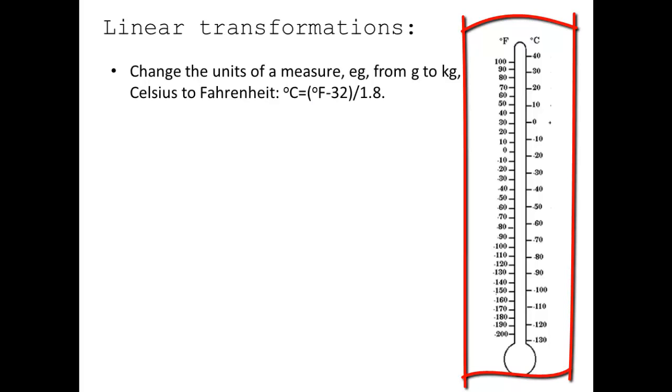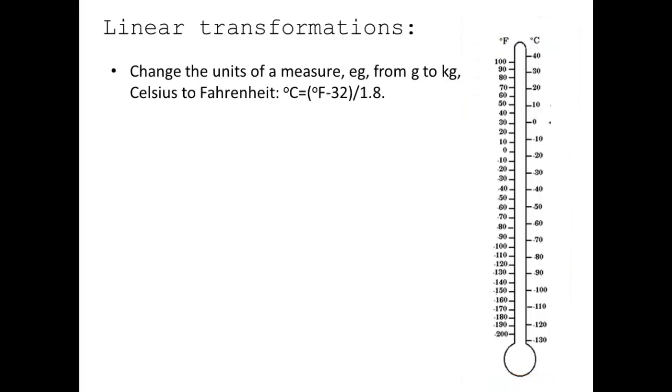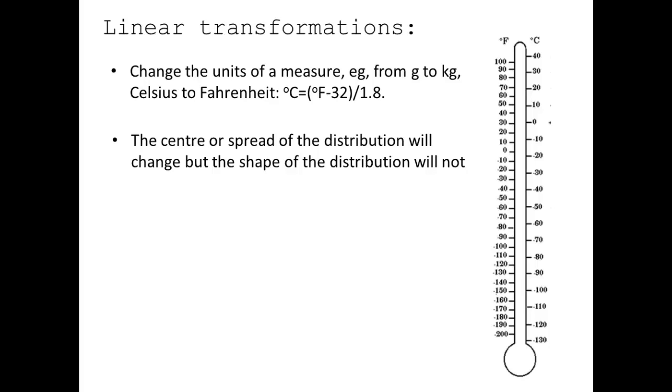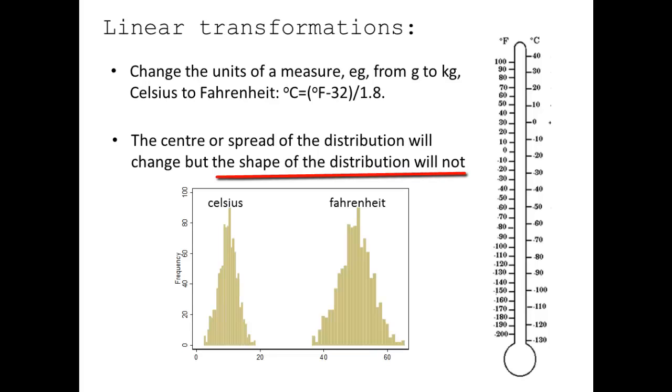A key result is that the units of the newly transformed variable are regularly spaced with respect to the units of the original variable. This means that while the mean and spread of the data may change, the overall shape of the distribution will not. And you can see this here in a random sample of 1000 Fahrenheit temperatures I simulated and converted to Celsius. So the mean has shifted and the spread has narrowed as a result of dividing by 1.8, but the shape of the distribution is still the same. It's still symmetrical and it's still normally distributed.